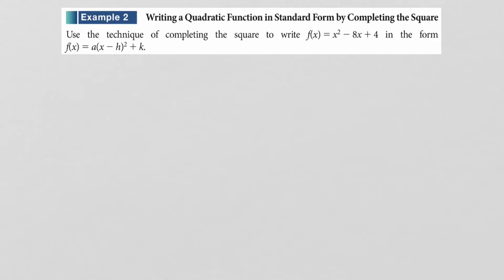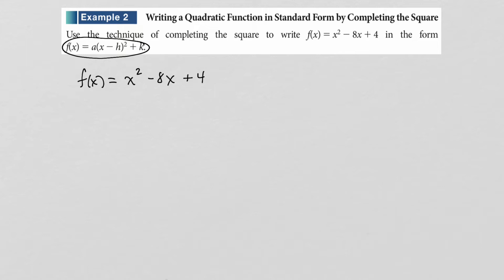Next, we want to talk about how to write a quadratic function in standard form by completing the square. So in this problem here, we have the function f of x is equal to x squared minus 8x plus 4. And we want to write it in the form that you see here. So what we need to do is complete the square.